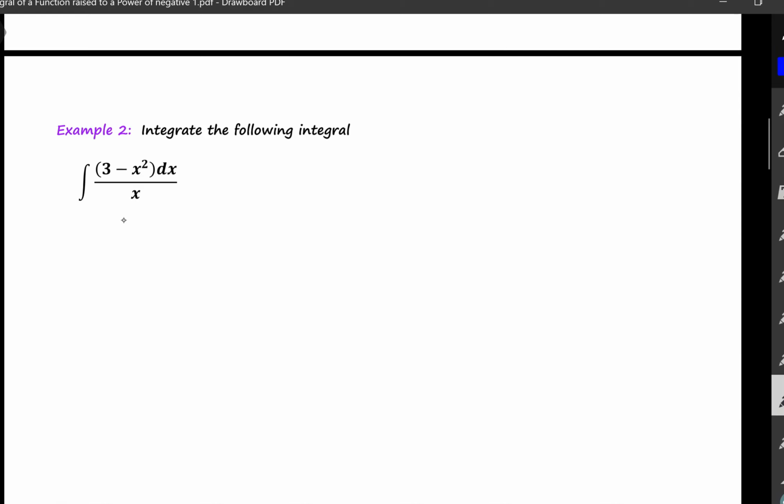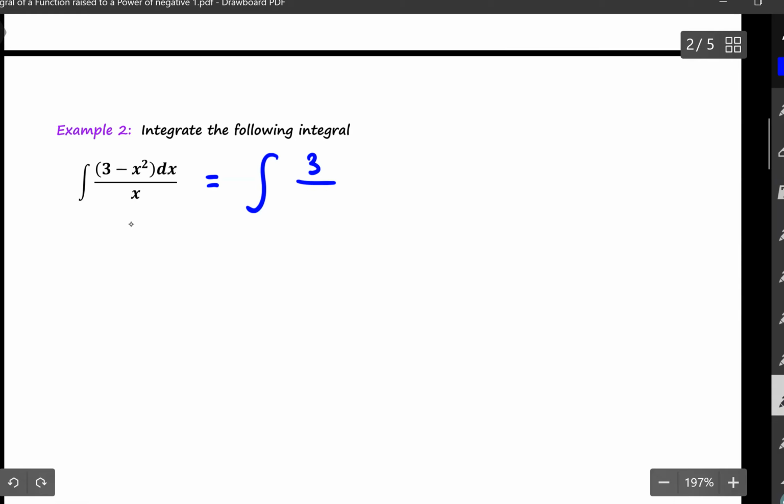Alright, okay. So what I will do in this case is, because I divided by x, I will apply the concept of fractions. If I take 3 minus x squared divided by x, I can write it as 3 divided by x, subtract x squared divided by x, all of it in the bracket dx. So you see this is the common denominator here, so you can write this as 3 minus x squared, the whole thing divided by x.